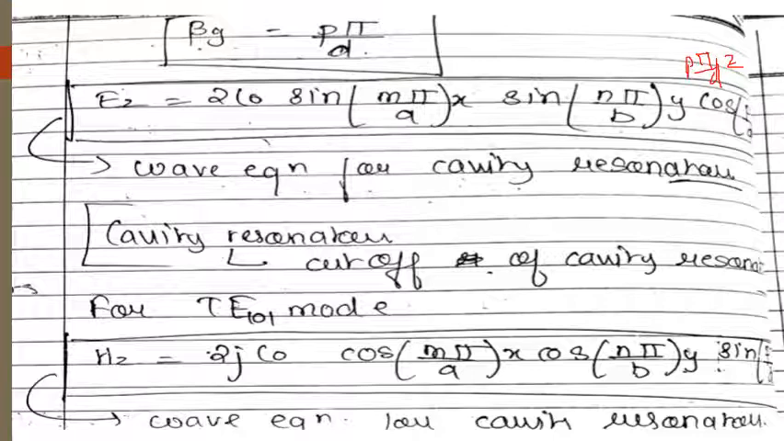Similar lines you can follow for the TE mode also. The only difference is that when you solve it for TE mode, one j quantity will also come in the equations. I hope you got an idea of the cavity resonators. Thank you.